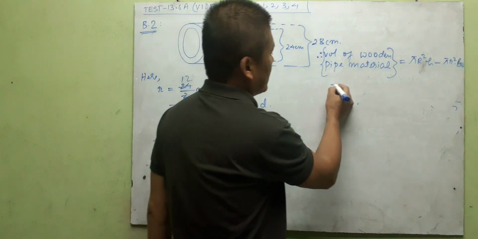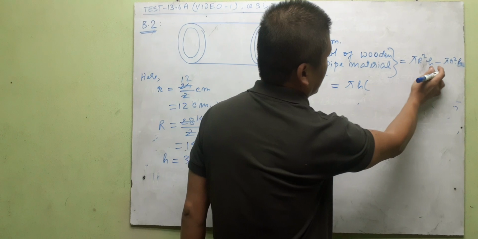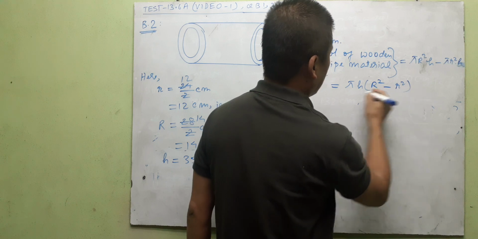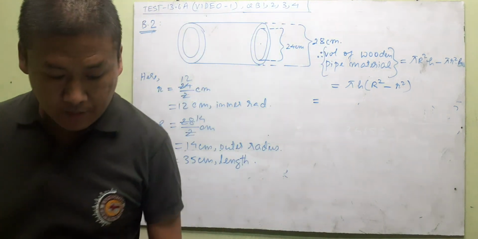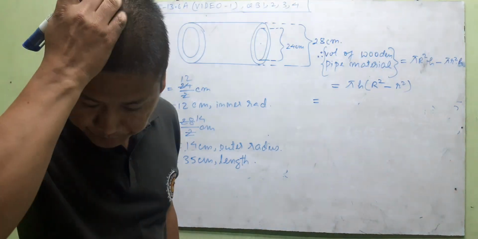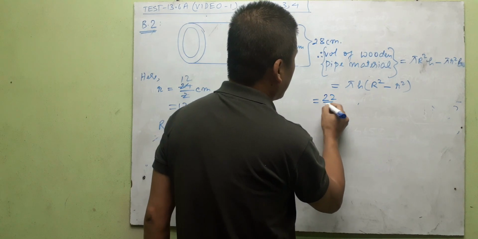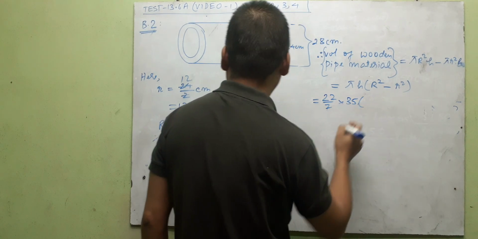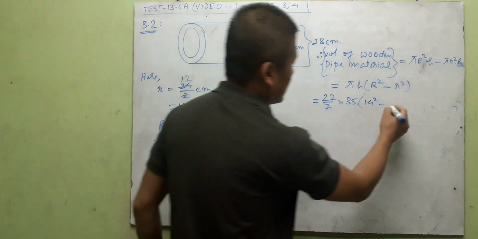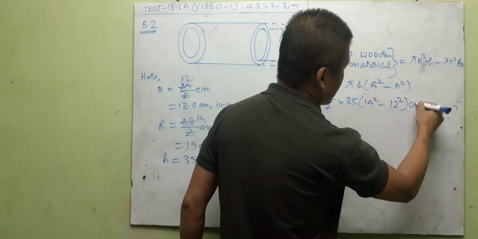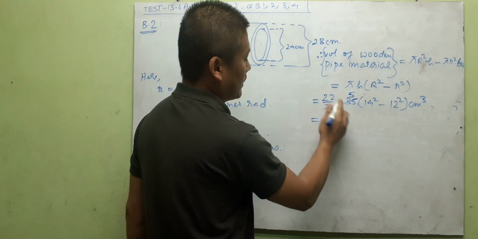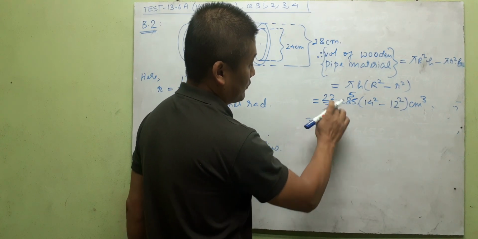So here we have pi H common in both. Take it out of the bracket, and R capital square minus small r square. It's just a matter of solving this. Pi is not given, so 22 by 7 into H is 35, capital R is 14, so 14 square minus small r is 12, so 12 square, and volume is three-dimensional, so centimeter cube. 7 5s are 35, 5 2s are 10, 11. So 110 when you multiply this.